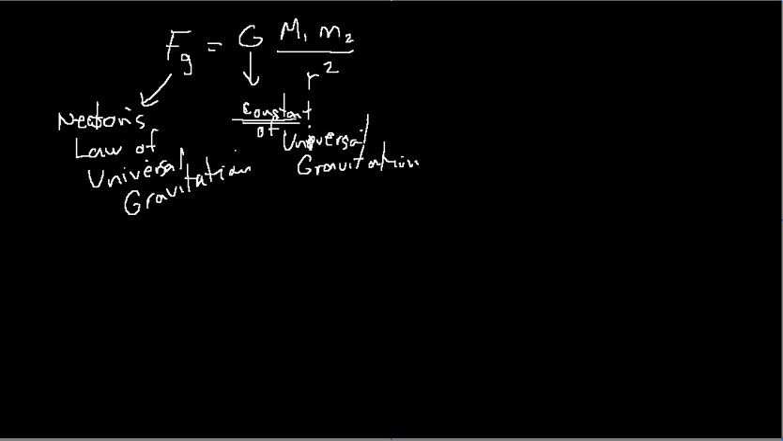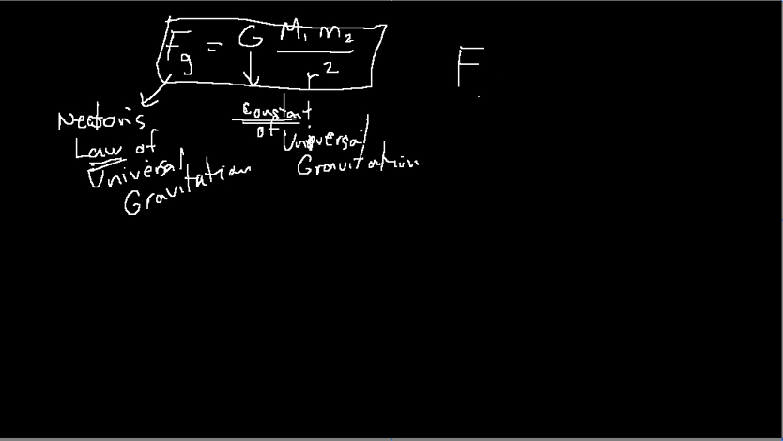It's the constant. Capital G is the constant. This is the law. F sub G equals, this here is the gravitational law. This capital G is the gravitational constant. And now if we look at that, I'm going to write it again.